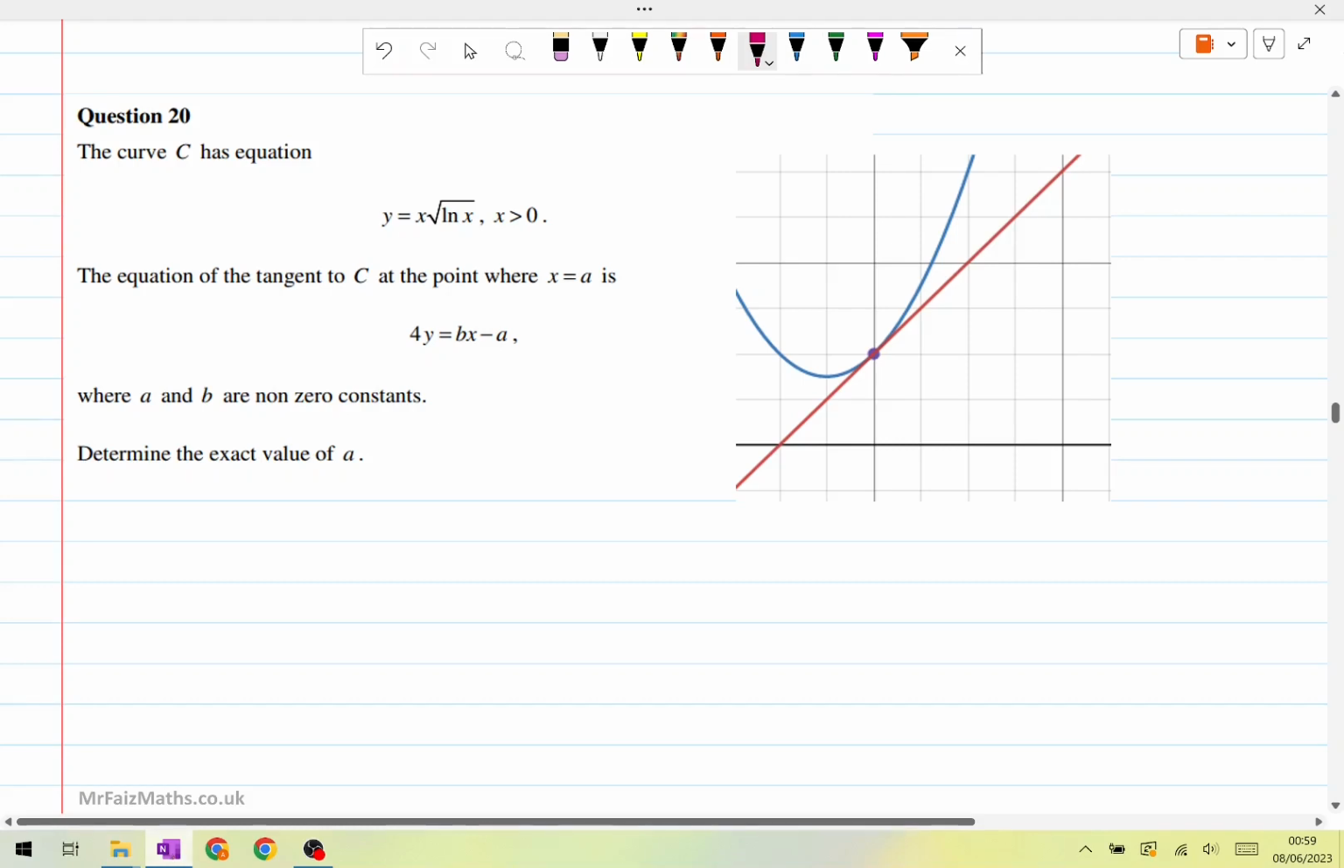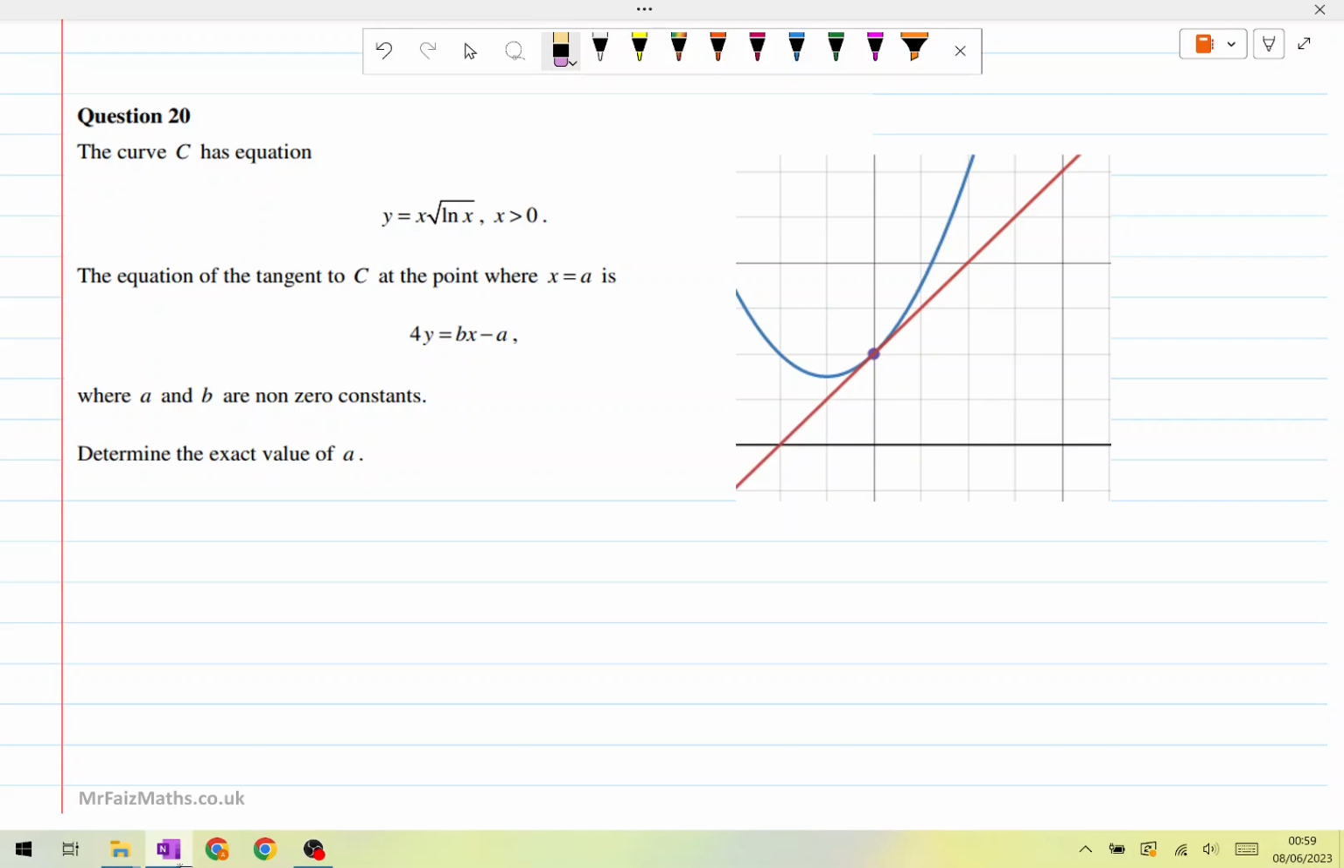On question number 20, we are given this curve here, y equals x root ln x, and we are told that the equation of the tangent to this curve at the point where x is equal to a is given by this equation here. Now, I've made a plot here, but this is not what the actual curve looks like, so you can consider this to be just a rough sketch.